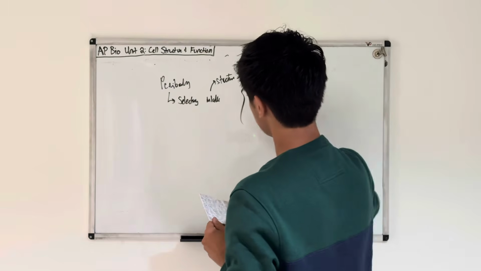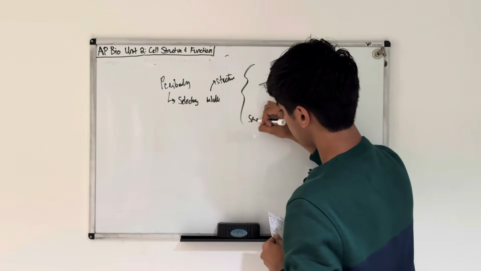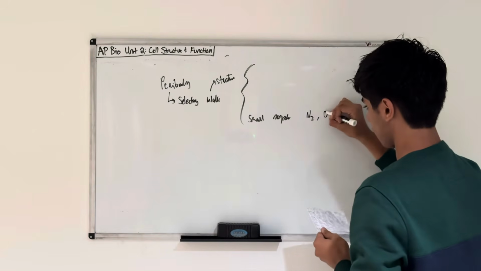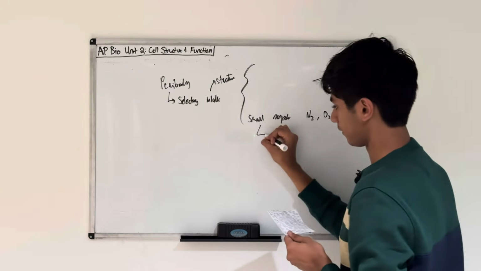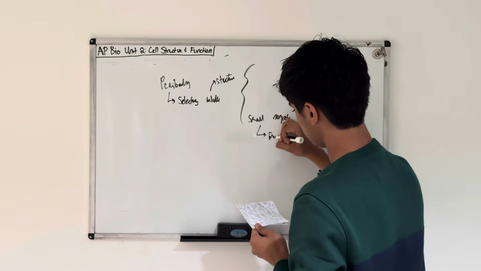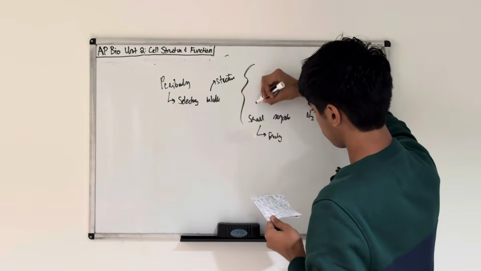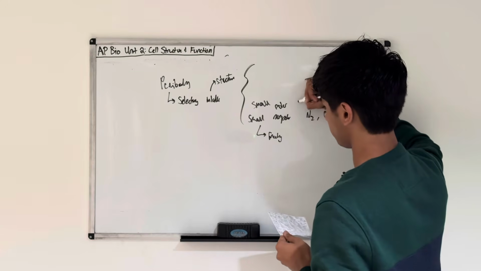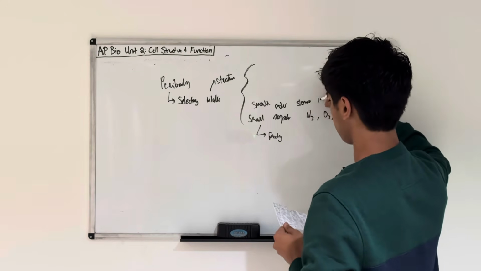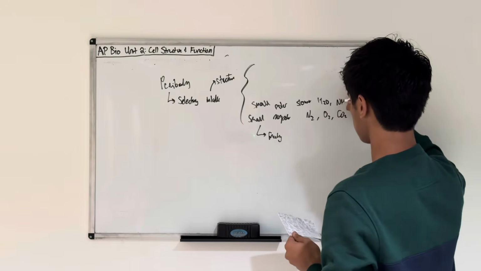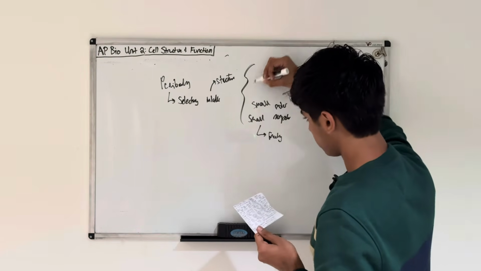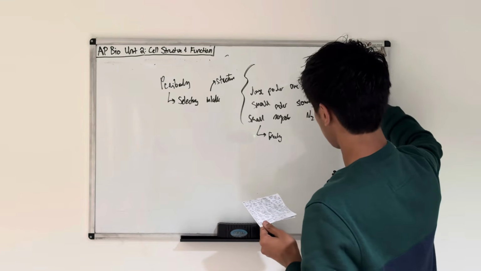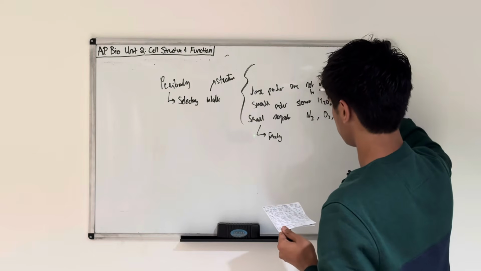And the main thing you need to know here is that small non-polar molecules, such as nitrogen, oxygen, or carbon dioxide, are freely able to enter and exit. Small polar molecules are able to sometimes enter and exit, but they're able to enter and exit slower. So water, ammonia gas, NH3. And then finally, we have large polar molecules, which are not able to enter the plasma membrane.